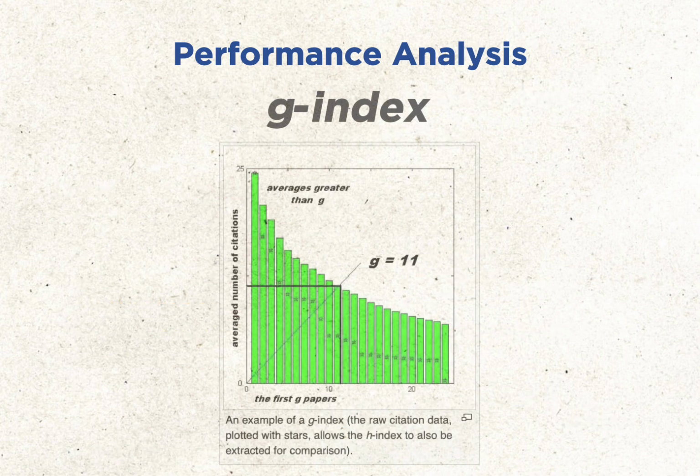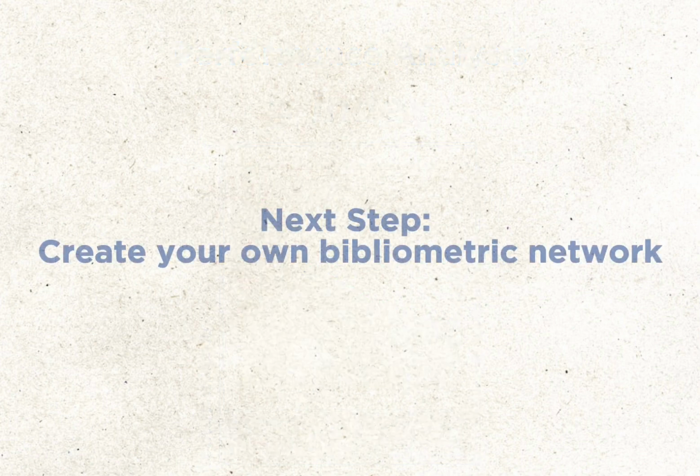The G-index is an updated alternative to the older H-index. It averages the number of citations. In other words, it's the largest number, N, of highly cited articles, for which the average number of citations is at least N. Now that we have a basic understanding of bibliometrics and their networks, let's now look at how we can create them for our studies.